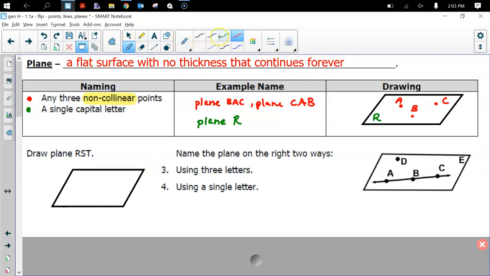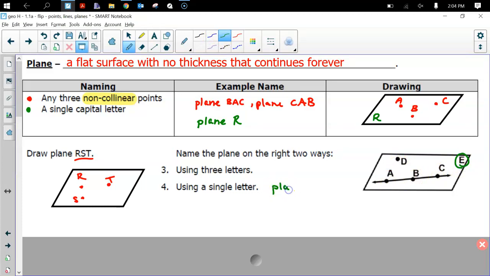It's called RST. It's named with 3 points. They have to be non-collinear. So just, there you go. There's plane RST. On the right-hand side, name that plane 2 ways, using 3 letters and then using a single letter. If you're going to use a single letter, it cannot be one of the points. It would be a label that's in the corner somewhere.